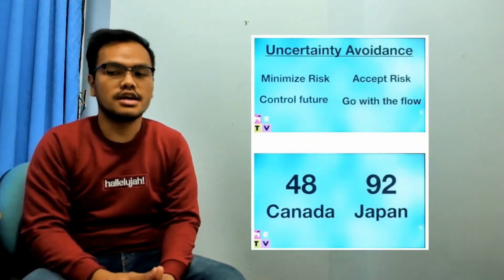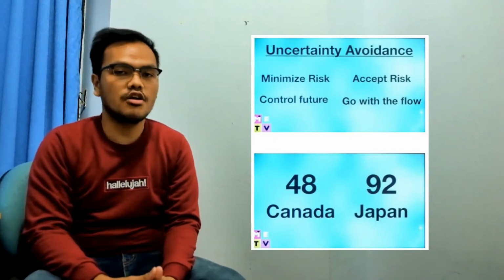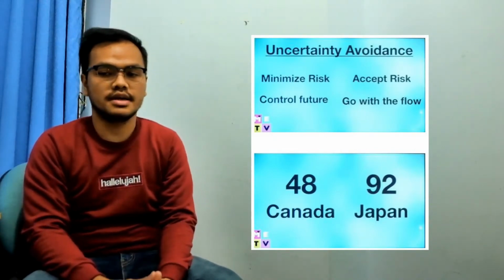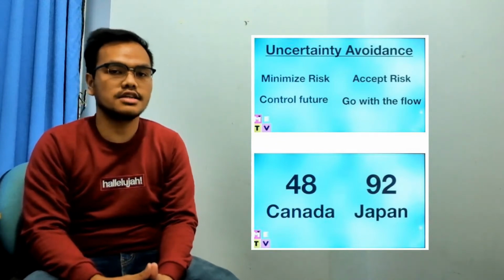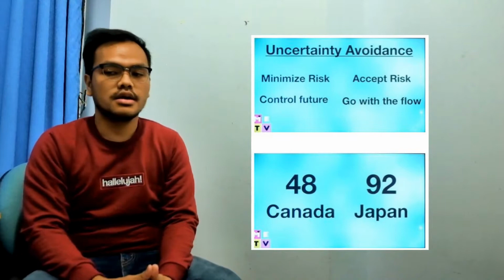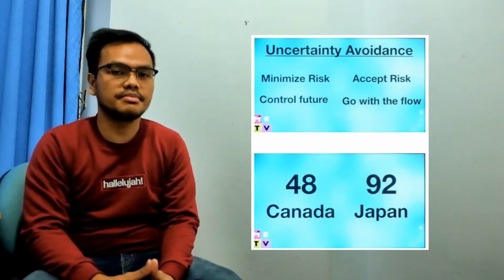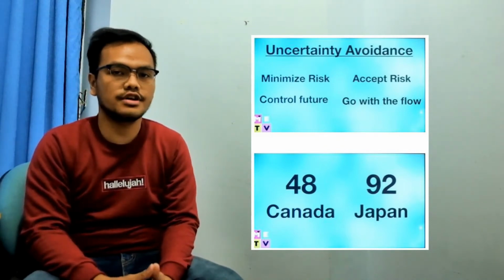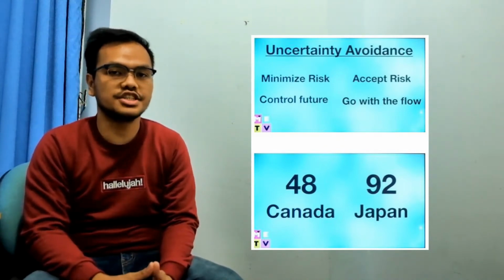The fourth dimension is uncertainty avoidance. It measures how people can cope with anxiety and uncertainty. Canada scores 48 and Japan scores 92. For example, Japanese don't like to accept immigrants because they don't want the immigrants to change their culture and traditions. Therefore, they want to minimize the risk of changing.